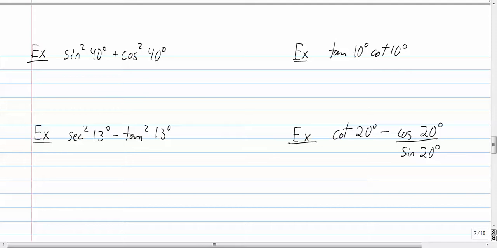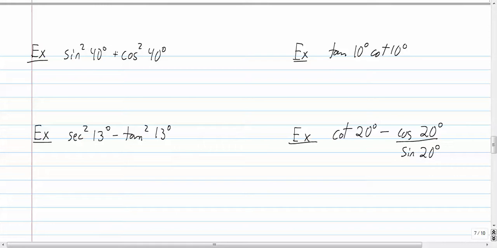So let's see how we can use these identities to help us simplify these trig expressions. Notice that none of the angle measures in these four example problems are common angle measures. We don't have 30 degrees or 45 degrees or 60 degrees, so it's not like we can look back at a table and actually get the values and plug them in. So the way that these can be worked is by applying the identities. Let's look at the first example up here.